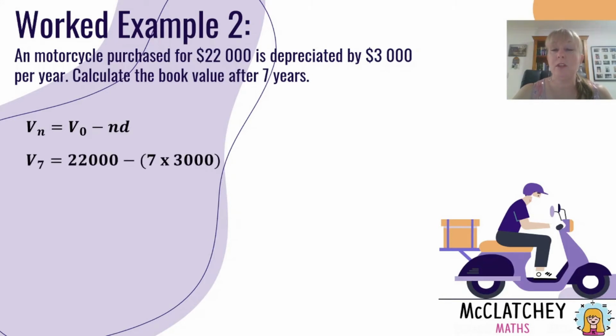Okay, so we're going to use our general rule, and n is going to be equal to 7. So we simply substitute it into the equation. The value at the end of the 7th year is 22,000 minus 21,000. It's valued at $1,000. Hopefully you could get more for your motorbike than that if you've paid $22,000 for it.